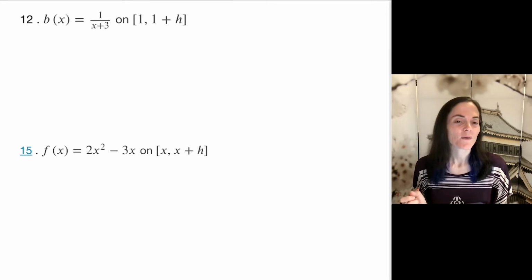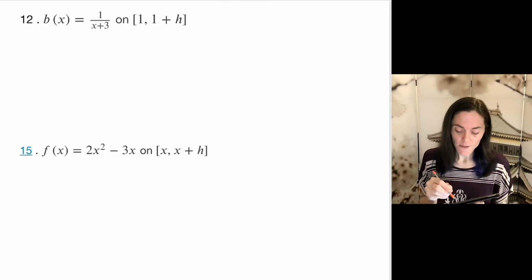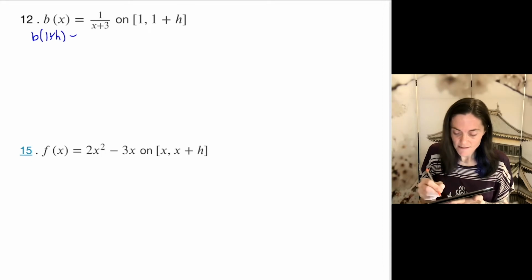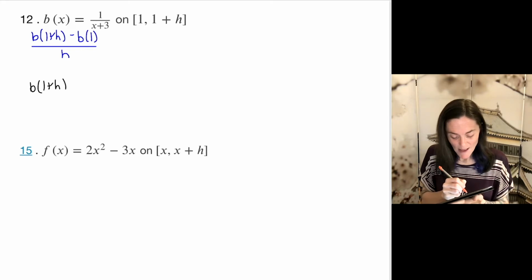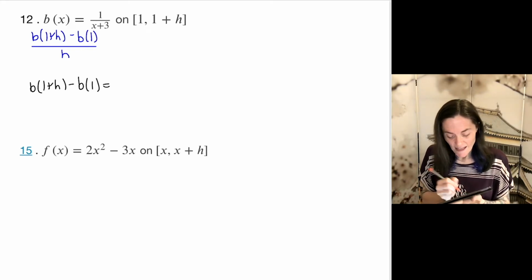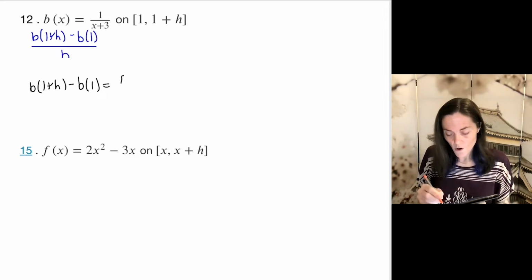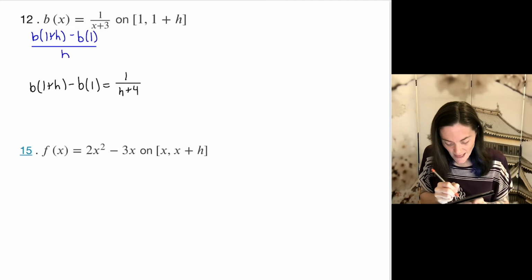The next problem, we want the average rate of change from 1 to 1 plus h. So let's write what this is. This would be b of 1 plus h minus b of 1 divided by h. We begin with the numerator, which is b of 1 plus h minus b of 1. Let's evaluate this function at 1 plus h. Here we have 1 over h plus 4. And then subtract off b of 1, which is 1 over 4.